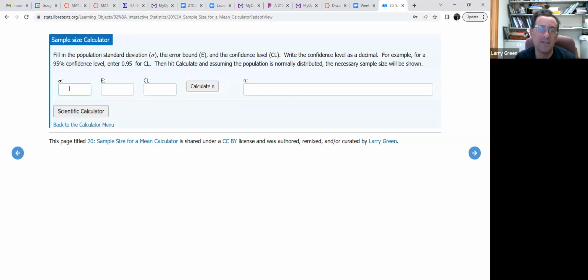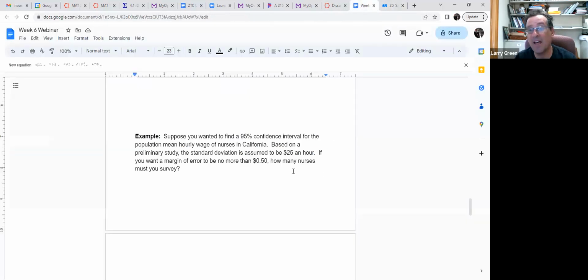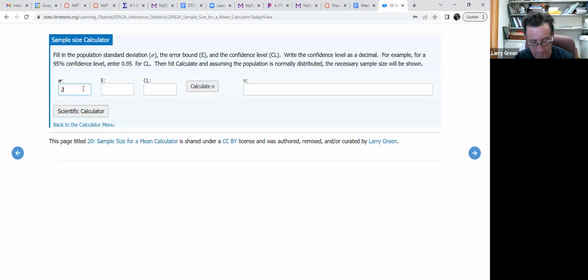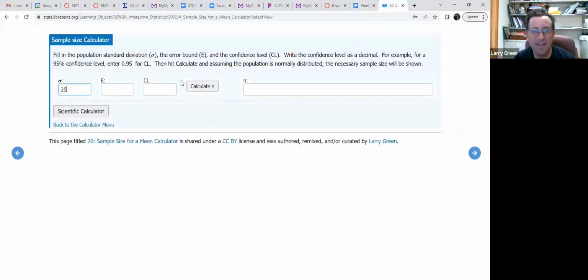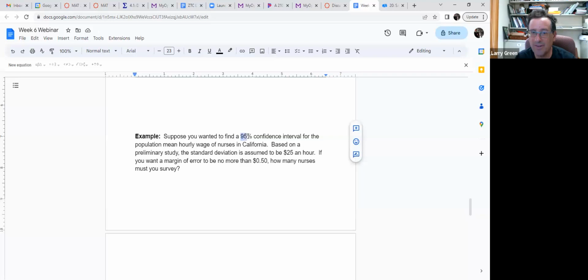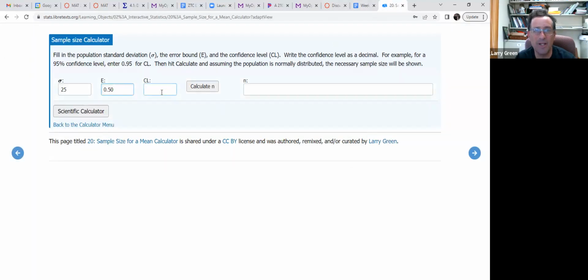Okay, and it asks you, what is sigma? What's your population standard deviation estimate? And that's 25. What is E? E is for error. And the margin of error, we want no more than 0.5, 50 cents. And the confidence level, we want a 95% confidence interval. So our confidence level is 0.95. Any questions on that? And hey, calculate.